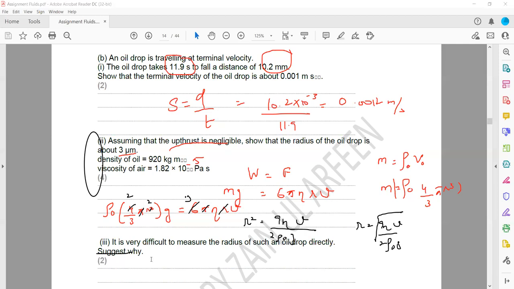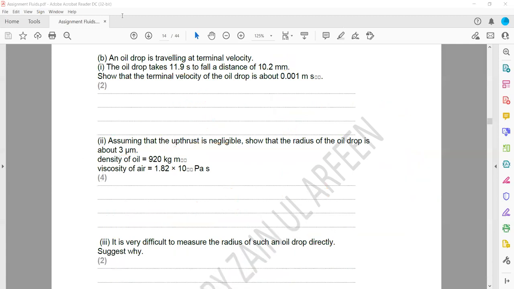Number one, the oil drop is very small, so we don't have any accurate apparatus. The second thing, it changes shape when it is falling. So it won't remain a perfect sphere, and if it is not a perfect sphere, we are not able to measure it accurately.